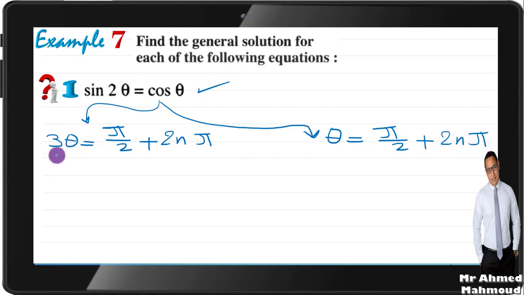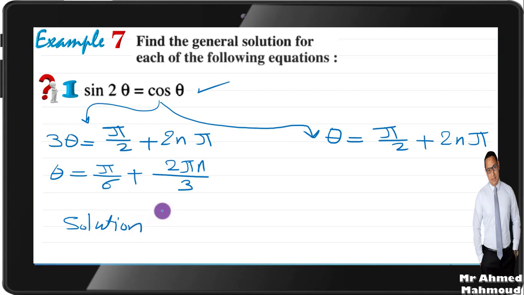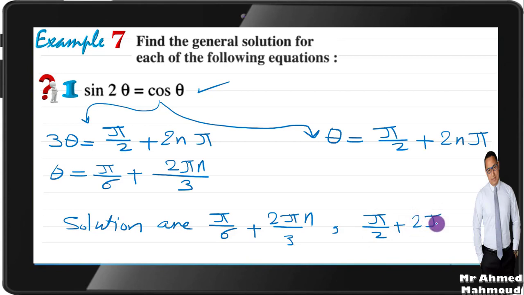Now I need theta, so I will send the 3 over as a divide. Pi over 2 divided by 3 equals pi over 6, plus 2 pi over 3, that is 2 pi n over 3. Now this is the first solution. The second solution is this one. So the solutions are pi over 6 plus 2 pi n over 3, comma, pi over 2 plus 2 pi n.